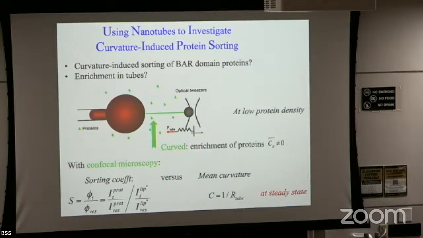And you expect that if this quantity is larger than 1, it means that you have enriched the protein in the tube. And as you understood this morning, the curvature of a tube is 1 over the radius of the tube. So what we want to do is to measure this kind of quantity at steady state.